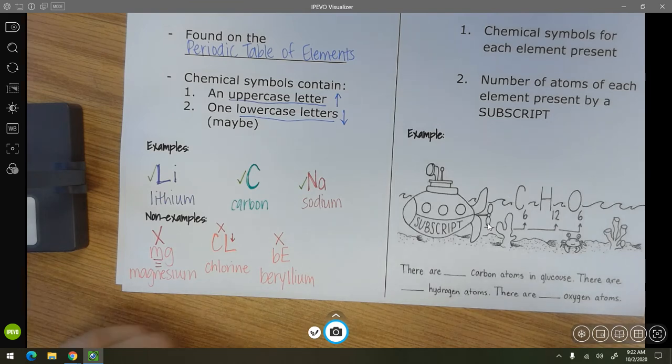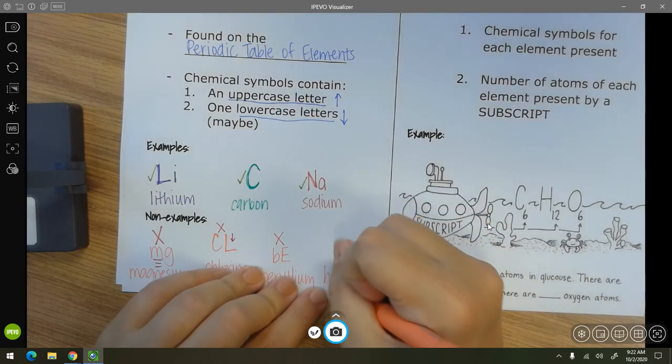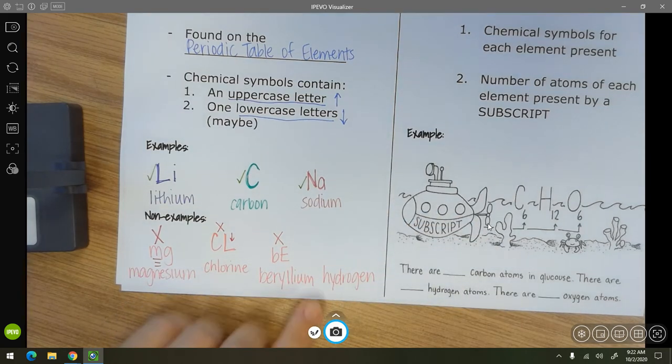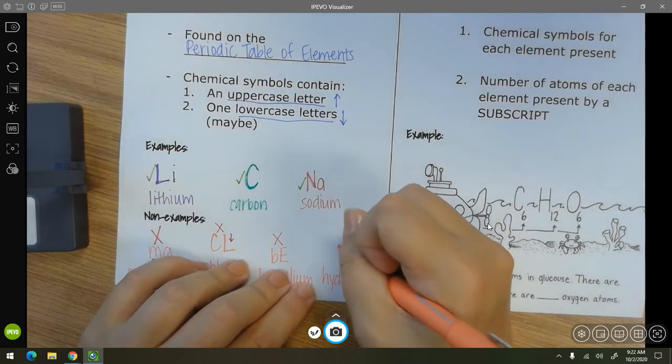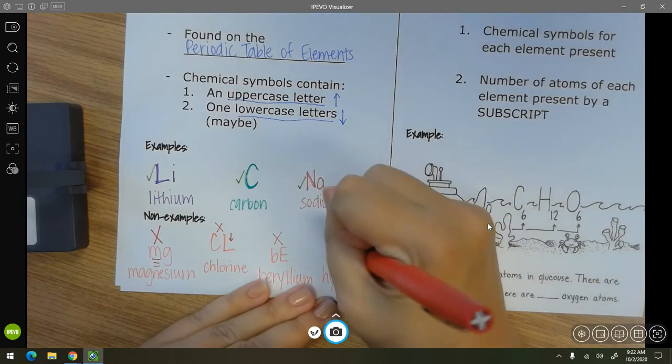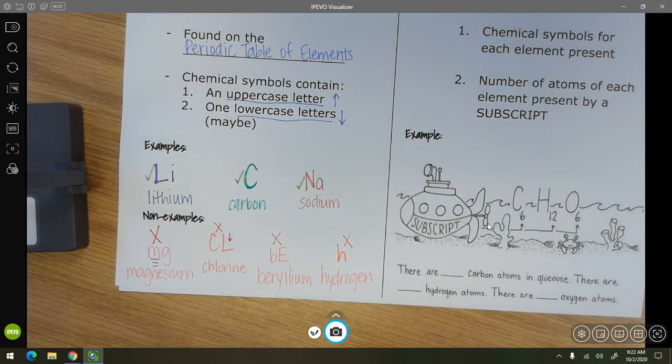Okay, now let's do one more. So what about if you just have one letter? So hydrogen only has one letter, it's an H. Do you have to capitalize it? Hopefully in your head you're saying yes, but I've seen people write it with just a little h. No, you gotta capitalize that H.